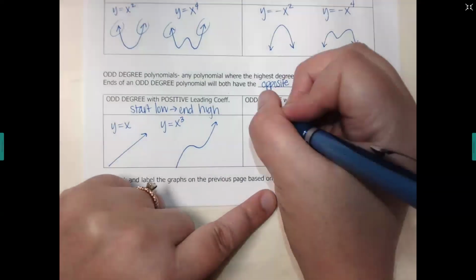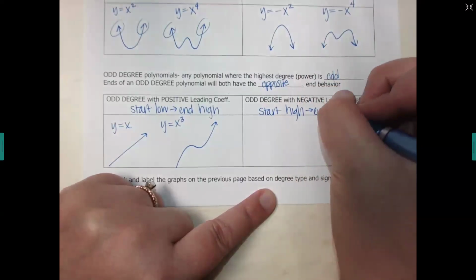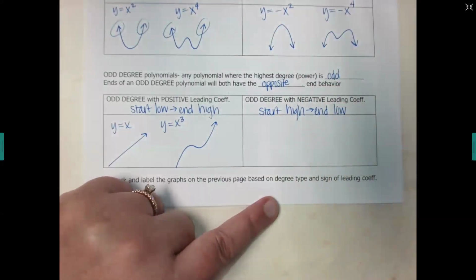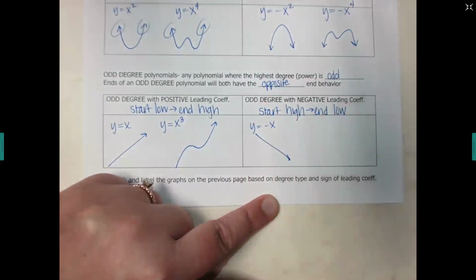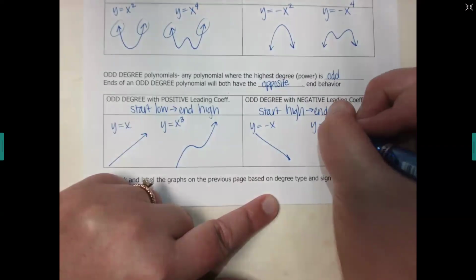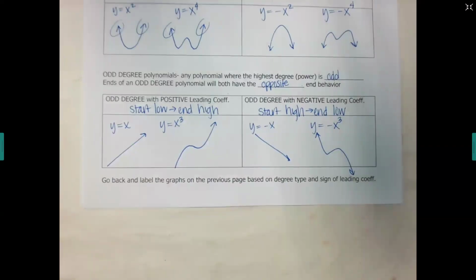Can you guess then what a negative odd would be? It's going to start at the top and end at the bottom. So these are going to start high and end low. So give yourself the same 2 examples, but just put negatives on them. So a negative x would be a downhill line. And a negative x cubed would be a downhill squiggle. But remember, your squiggle would start at the top and end at the bottom if it's a negative.